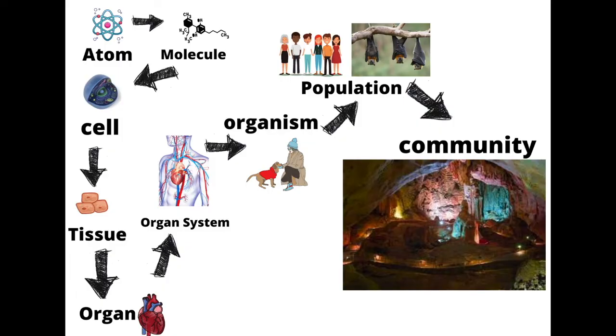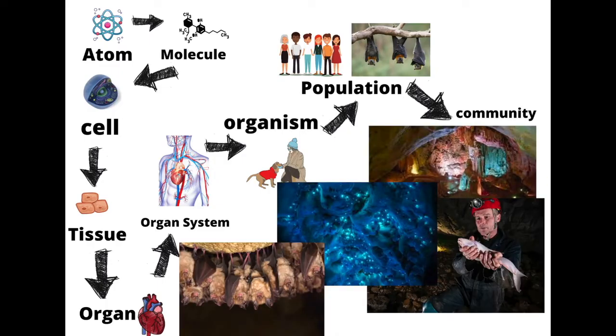So there is a population of these bats, and they actually live in this community in this cave in New Zealand. The reason why this cave is a community is because there are different types of species living in it. There is the population of bats, but there's also this population of cave fish that you see this guy holding. And there's also this population of this really gnarly fungus that glows in the dark that you can see here. We have these three populations of three different species living together. That makes this a community.